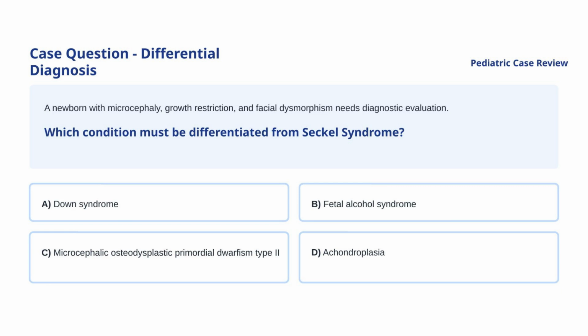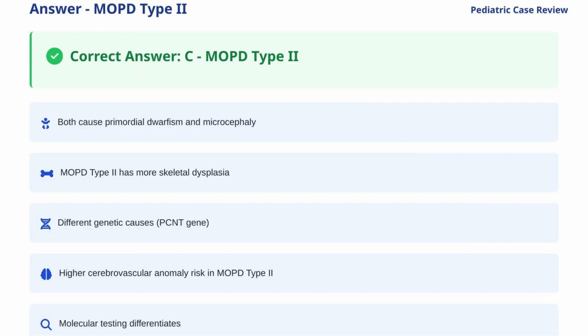Case 18. A newborn with microcephaly, growth restriction, and facial dysmorphism needs diagnostic evaluation. Which condition must be differentiated from Seckel syndrome? Option A. Down syndrome. Option B. Fetal alcohol syndrome. Option C. Microcephalic osteodysplastic primordial dwarfism type 2. Option D. Achondroplasia. The correct answer is C.